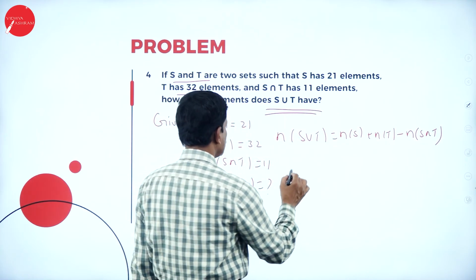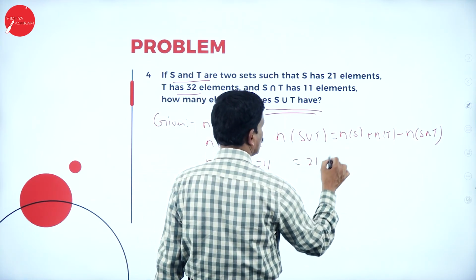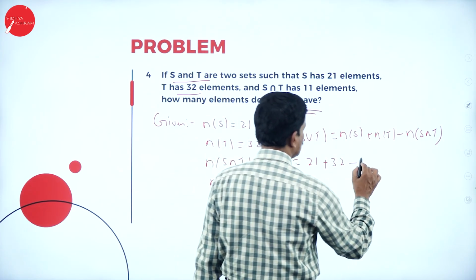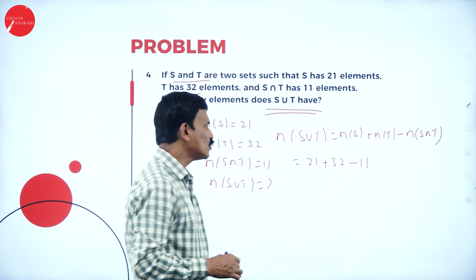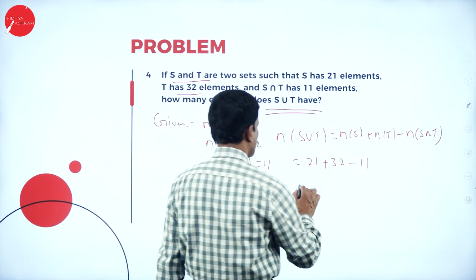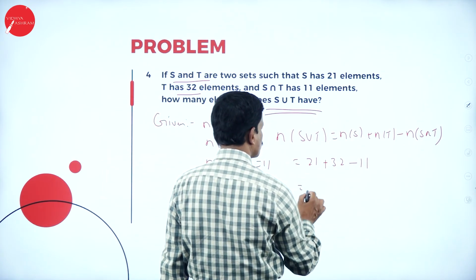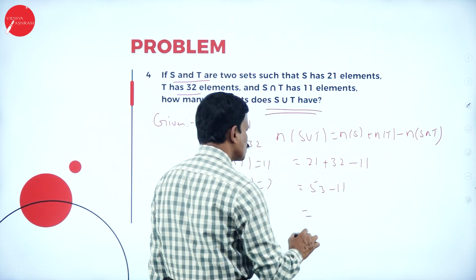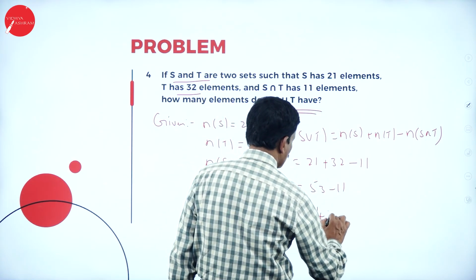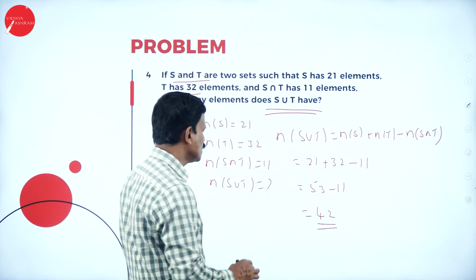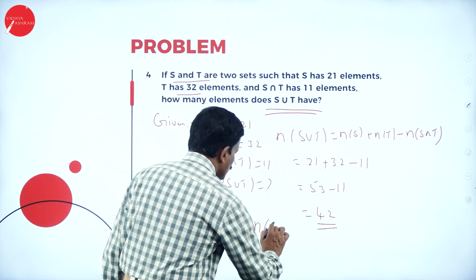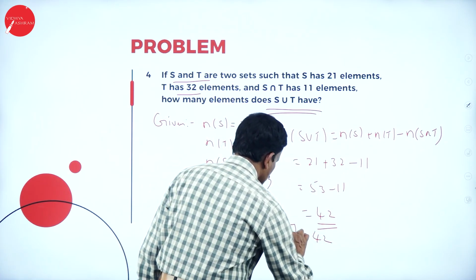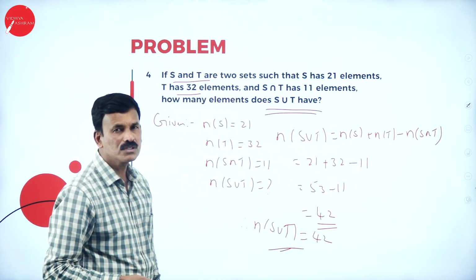Substitute here. What is N of S? N of S is 21. N of T is 32, minus S intersection T is 11. So what is this equal to? Subtract this. First add 32 plus 21, which is 53, minus 11. 53 minus 11 is 42. So the number of elements in S union T, N of S union T, is equal to 42. That's it. This is how we are going to solve this problem.